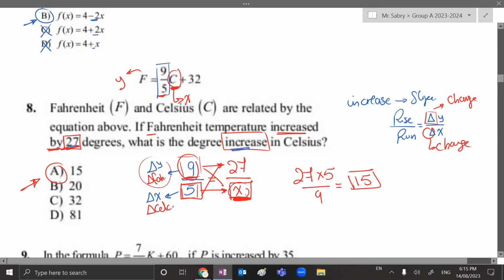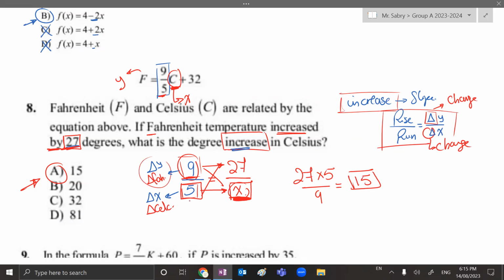I realized that I needed to use the slope right away. Whenever I read the word increase, it is one of the keywords of the slope. So I started writing the slope, which is 9/5. I realized that the 9 stands for the Fahrenheit because the Fahrenheit is the Y, and the 5 stands for the Celsius because the Celsius is the X.